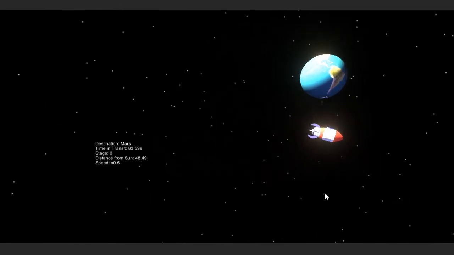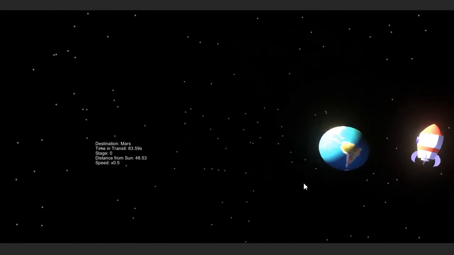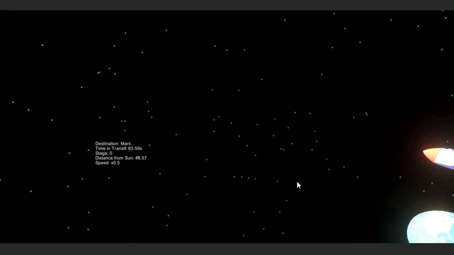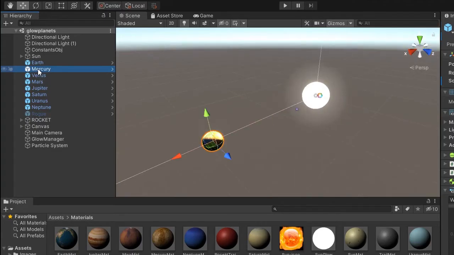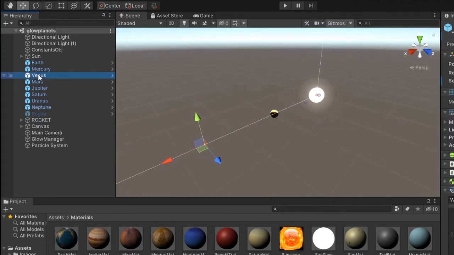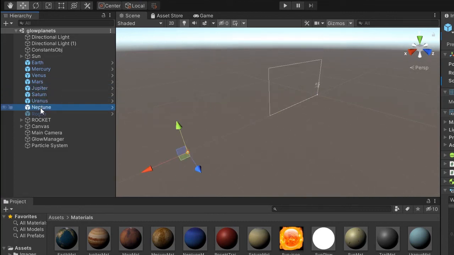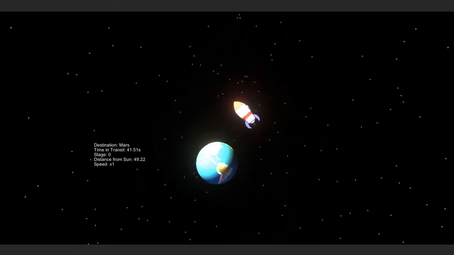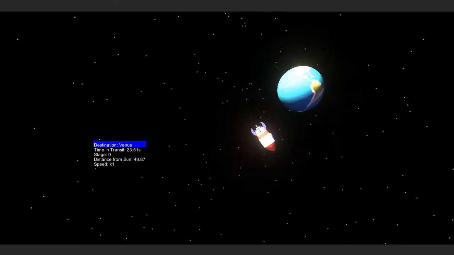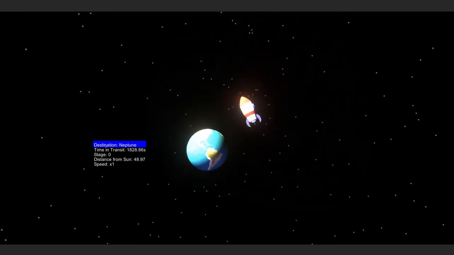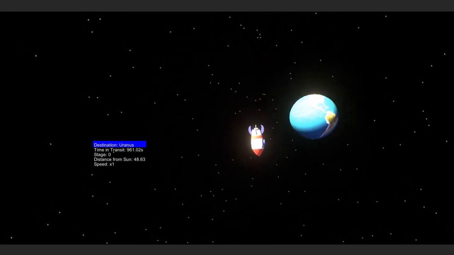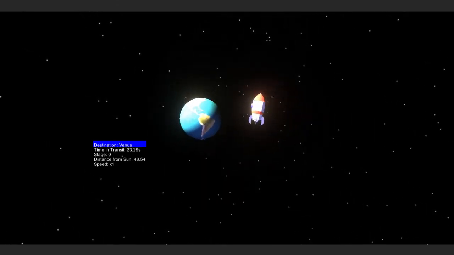You can also fly to other planets in this solar system. However, the further away from the Earth, the more difficult it is to time. Here is Mercury, Venus, Jupiter, Saturn, Uranus, and Neptune. Press Tab to cycle through destinations. This gives the rocket the right delta V needed to make it to each of the planets.